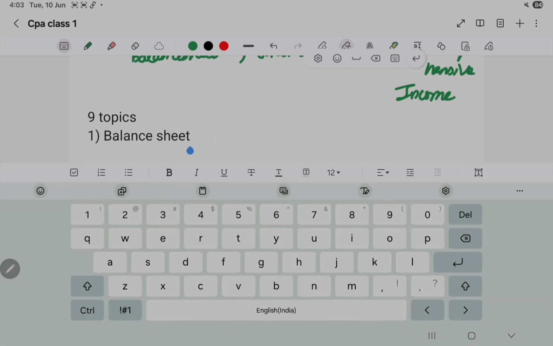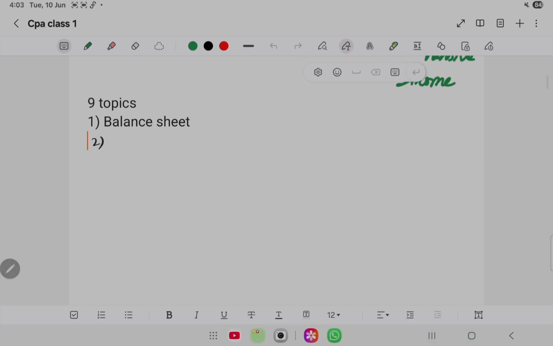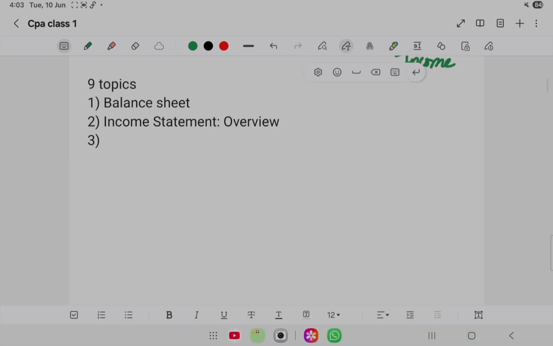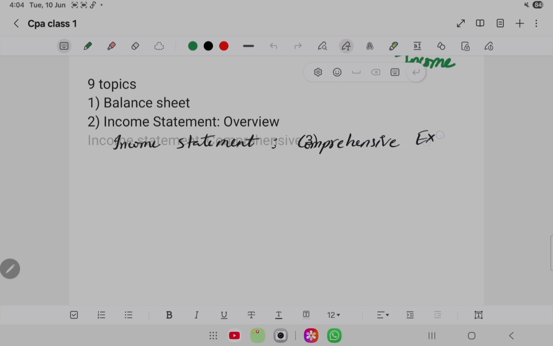One is balance sheet. Second is income statement overview. Income statement comprehensive example.